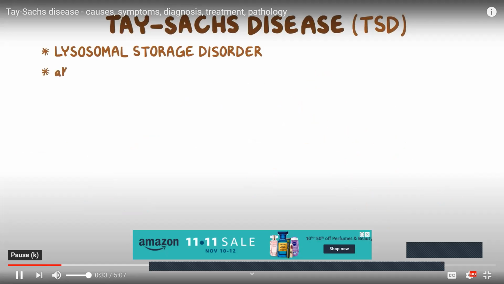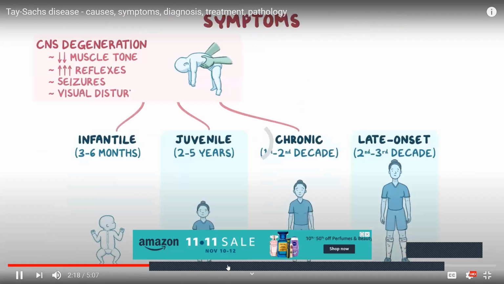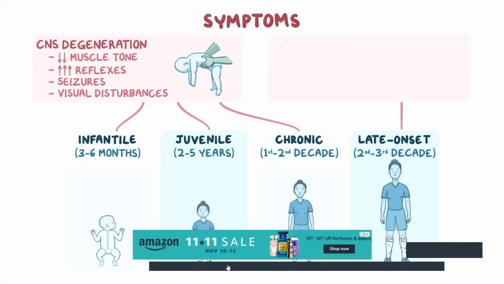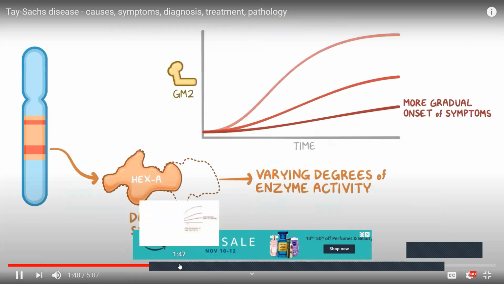TSD is also known as GM2 gangliosidosis type 1. This results in progressive symptoms. I just want to show you the symptoms. For adult onset, there may be motor difficulties, and some adults may manifest. I want to show you what happened to the baby.